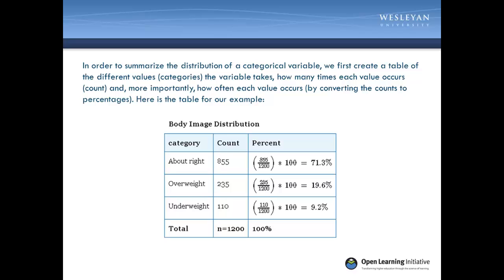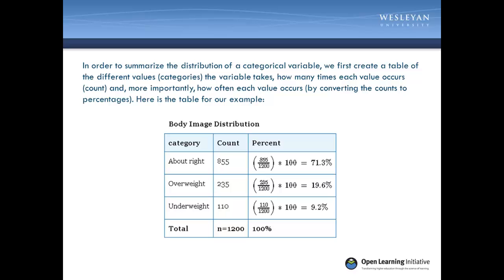Now that we have summarized the distribution of values in the variables that we have selected, let's go back and interpret the results in the context of the questions that we posed. What percentage of the sampled students fall into each category? How are the students divided across the three body image categories? We can see here that 855 students, or 71.3% of the total sample, reported that they felt about right. 19.6% believed that they were overweight, and 9.2% believed that they were underweight. We can therefore see that the categories are not equally divided, and we can also get the exact percentages of each category itself.